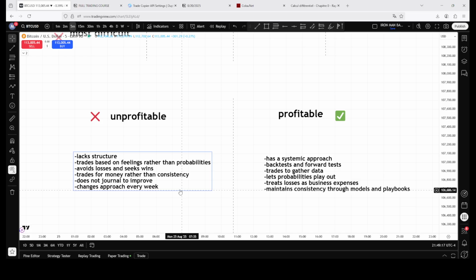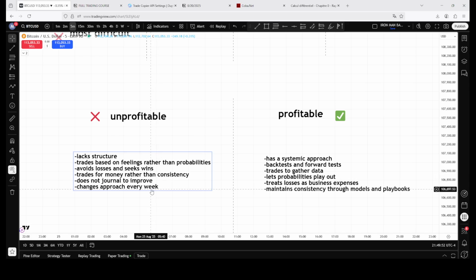Then you have trades for money rather than consistency. This one is pretty self-explanatory. You trade for the money you're going to make, or the P&L, meaning when you trade, you're not looking at, okay, the market can go there. If I buy Bitcoin at 100,000, I know it can go to 110,000. You think, okay, if I buy Bitcoin at 100,000 and it goes to 101,000, you take your profits out because you're seeing money. You're seeing, oh, I made 1,000. Let me just take that money out. You understand? And it's kind of linked to the first thing of winning like you're poor and losing like you're rich.